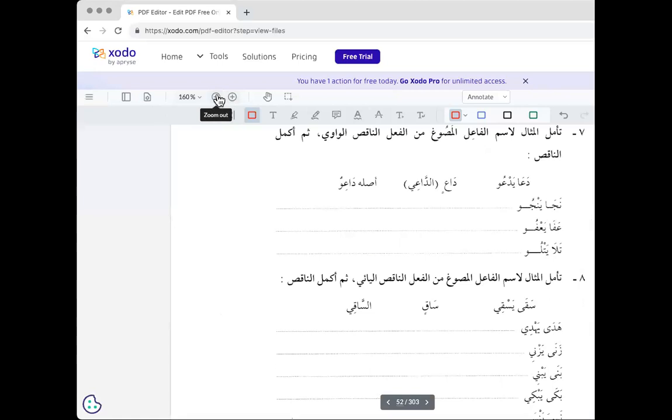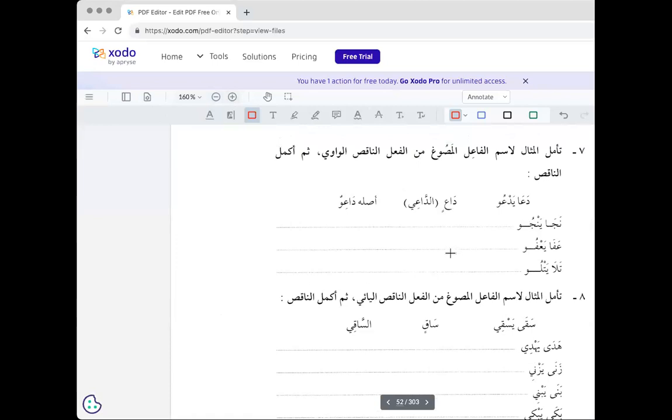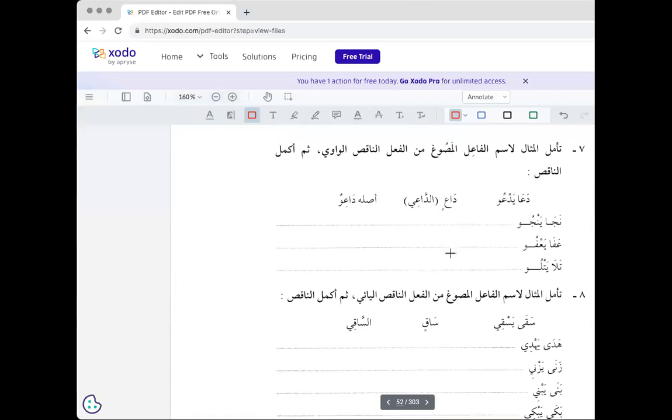And then tala yatlu, to recite. Notice now that the ismul fa'il for naqis, you will need to have a ya at the end, even in the case of the wawi. Da'a yad'u, da'i. So what happens in the case of da'i? What happens with da'i?